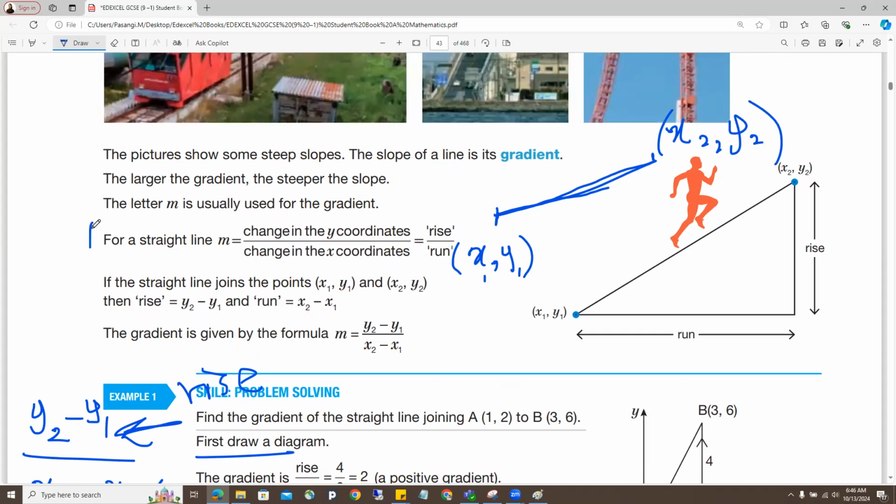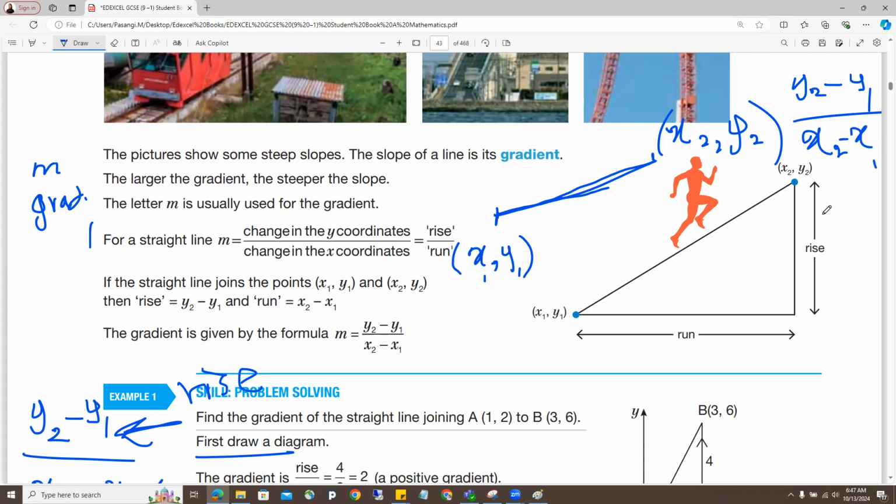So we can define a straight line: m, where m denotes the gradient. So gradient is equal to the change in the y coordinates divided by the difference between the x coordinates. If you are considering this point first for the y, you should consider this point first for the x as well. That means y2 minus y1 divided by x2 minus x1.